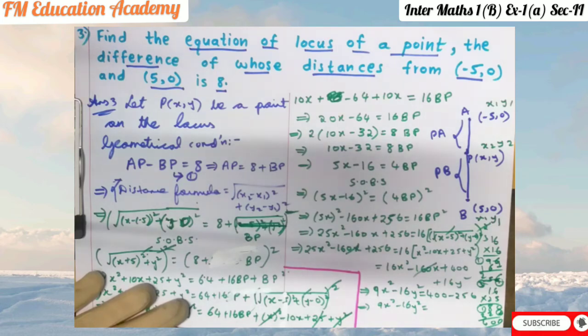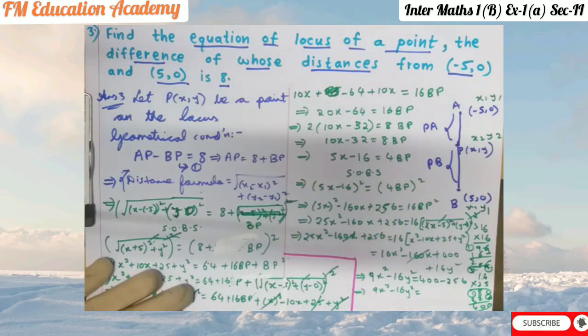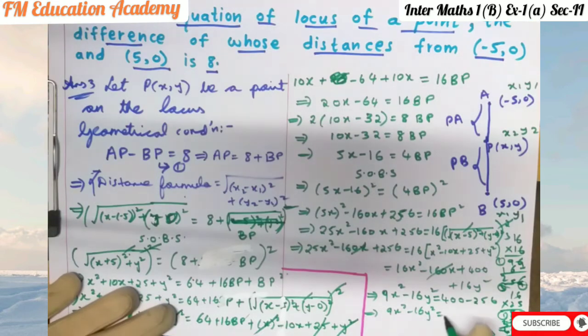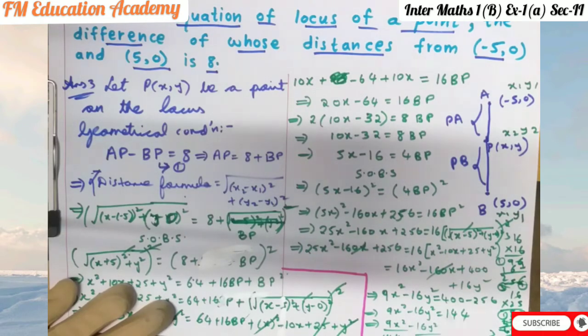400 minus 256 is, we can cancel, right? This will become 3, this will become 10, this will become 9, this will become 10. 10 minus 6 is 4, 9 minus 5 is 4, 144 we have. What we'll do is, we have this 144 here. We'll divide by 144 on both sides because we want is equals to 1 here. So 9x square by 144 minus 16y square by 144 is equals to 144 by 144.